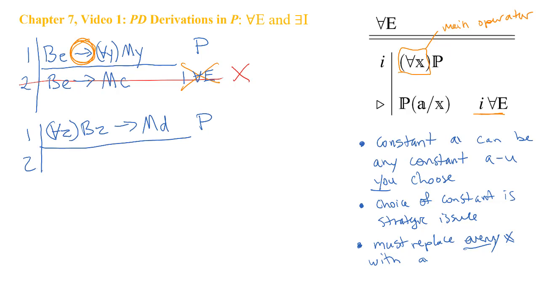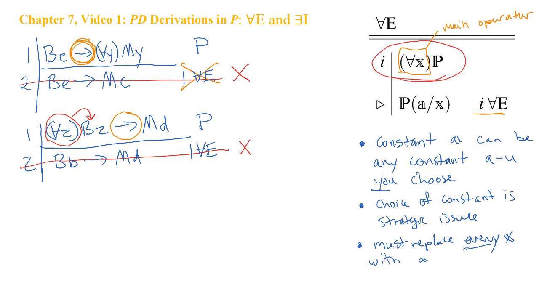Here's a similar potential mistake. Suppose we had this derivational situation. Notice here that even though the universal quantifier is in the antecedent, because there are no parentheses around BZ arrow MD, the main operator is still the arrow. So again, if you try to do a universal elimination by taking the universal Z off of there, putting a constant in, this again would be a mistake, since the universal has scope only over the antecedent and not over the whole line, which is what's required by the rule.